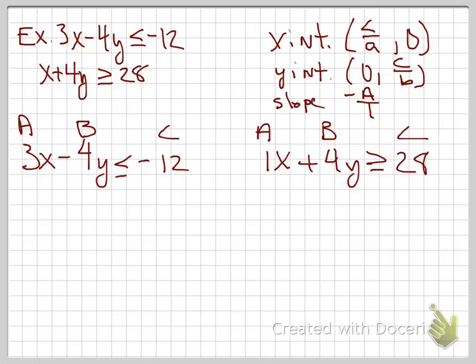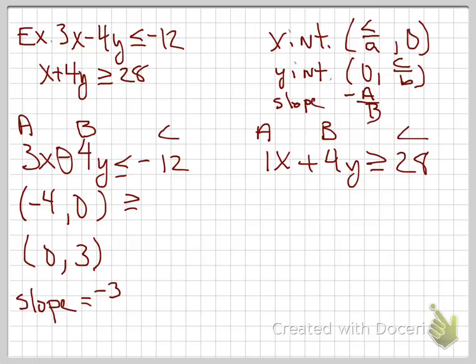In standard form, I showed you that there's an A, B, and a C, and that the x-intercept was C divided by A, the y-intercept was C divided by B, and the slope was negative A over B. So on the first equation, notice these are in standard form, I can divide. Negative 12 divided by 3 is negative 4. Negative 12 divided by negative 4 is positive 3. And because there's a negative in front of that y, the inequality would switch directions. So you're actually going to shade this one as a greater than. And the slope would be negative 3 over negative 4, which would become positive 3/4.